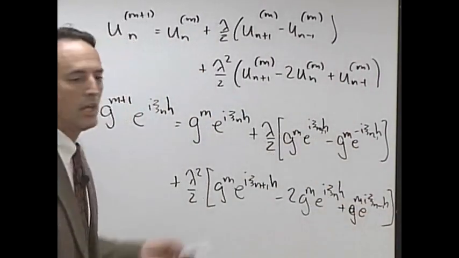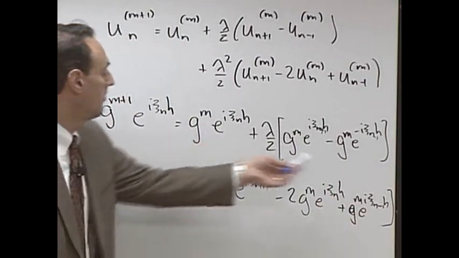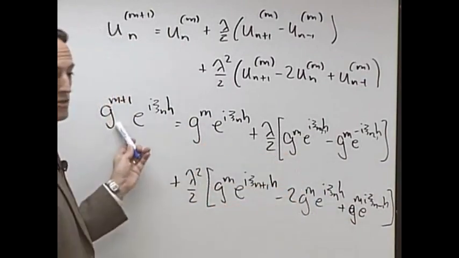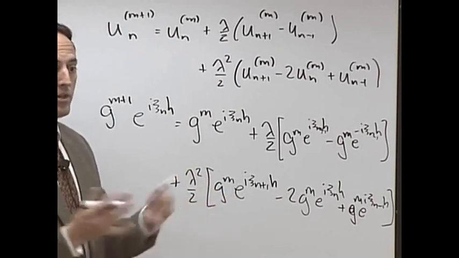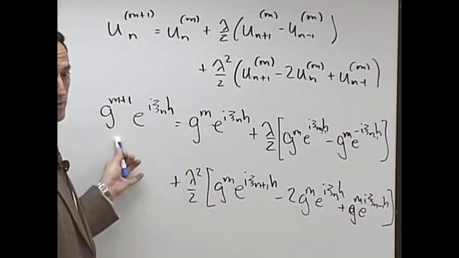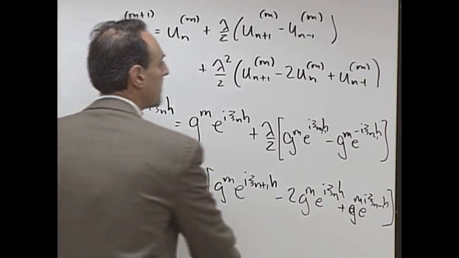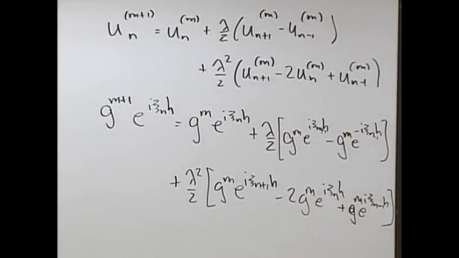Boom, you throw it all in. Notice, everybody's got a g of m running around. This one has a g of m plus 1, so we can do what we did before. Divide by g of m. The only thing that's going to be left over is a g over here on this left side. Okay? That's a good start.